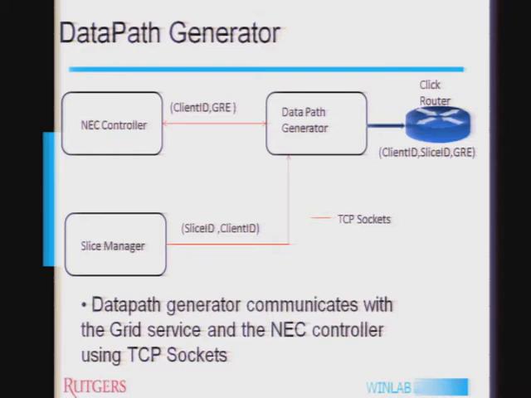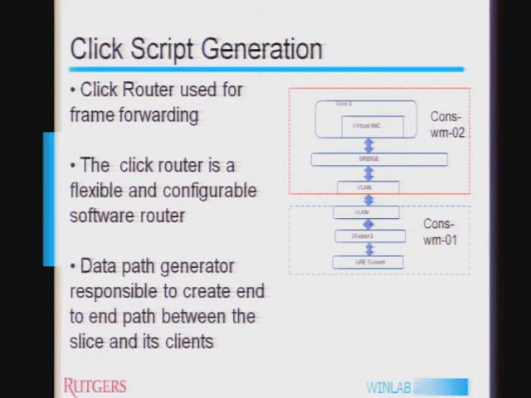I'm going to talk about how the click router works and what it essentially means. A click router is used for frame forwarding. The click router that I'm talking about is a flexible and configurable software router. And the data path generator element, like I said, if this is your virtual base station, packets are forwarded to the bridge. You need some way to forward it to your respective clients that you've added to your slice. So the click router basically enables an end-to-end tunnel. It creates the VLANs and creates this path.